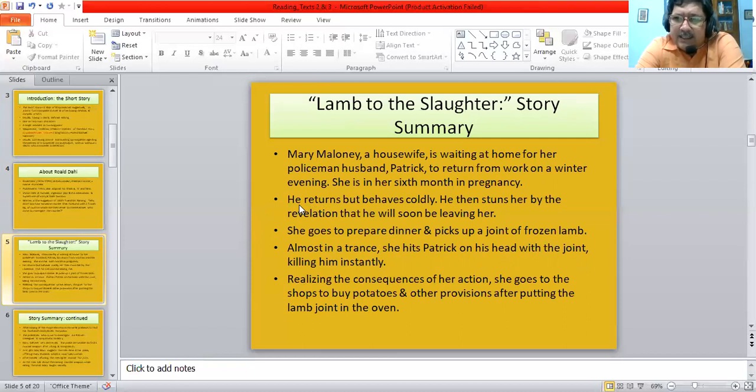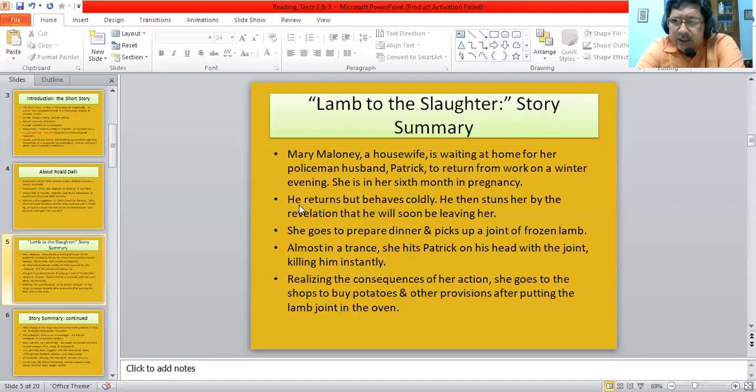She has drawn the curtains. It is a cold winter evening and she's waiting in the silence for her husband. He returns but behaves in a cold and unusual way with her. He then stuns her by the revelation that he is soon going to abandon her and that he is going away. She is temporarily totally stunned, but then she goes to prepare dinner and picks up a joint of frozen lamb which is there in the freezer.